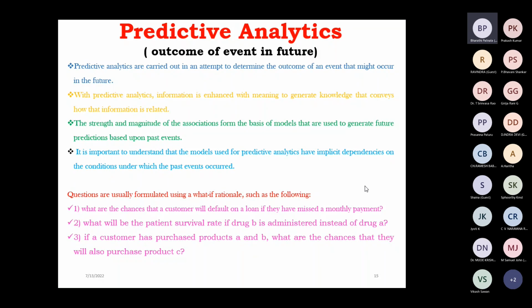So, and also here you can observe the strength and magnitude of the association form the basis of models that are used to generate future predictions based upon past events. Okay. So, the last one is that it is important to understand that the models used for predictive analytics have implicit dependencies on the conditions under which the past events occurred.